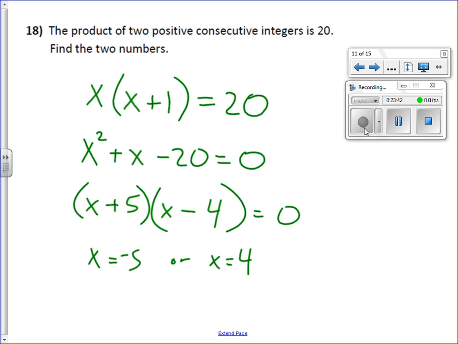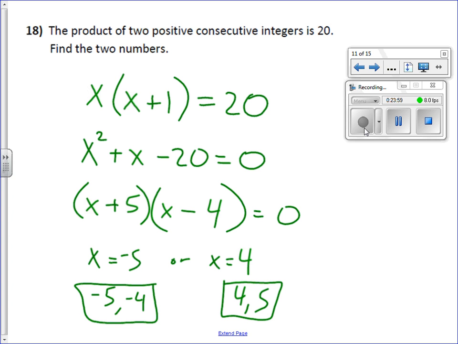So if your first integer is negative 5 and you add 1, then your next integer is negative 4. So it could be negative 5 and negative 4 as your two integers, or if your first integer is 4, then your next integer is 5. So it could be positive 4 and positive 5. Either way, you'll get positive 20, and either way, they are consecutive integers.